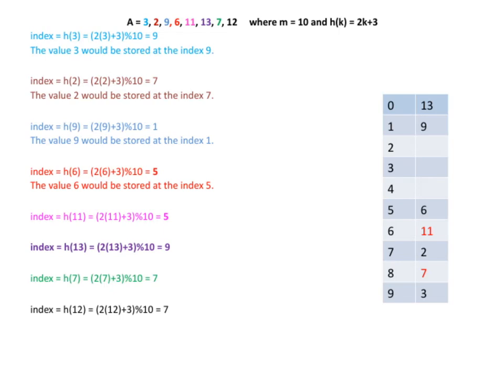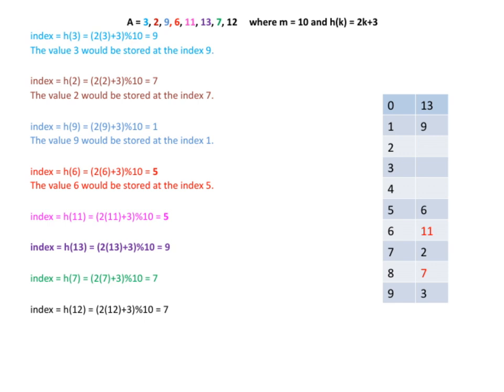Let's walk through this hash table example step by step. We have an array with some initial values, and we're using a specific hash function to determine where to store each key. The hash function here is h(k) = (2k + 3) mod 10. For example, when we take the key 3, we compute h(3) as (2 times 3 plus 3) mod 10, which gives us 9. So the value 3 would be stored at index 9.